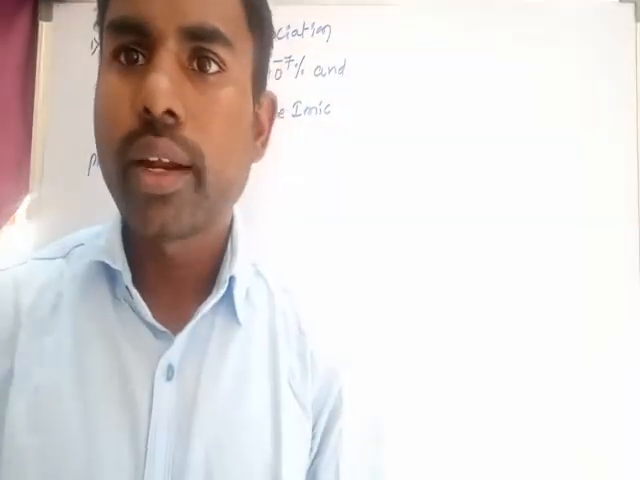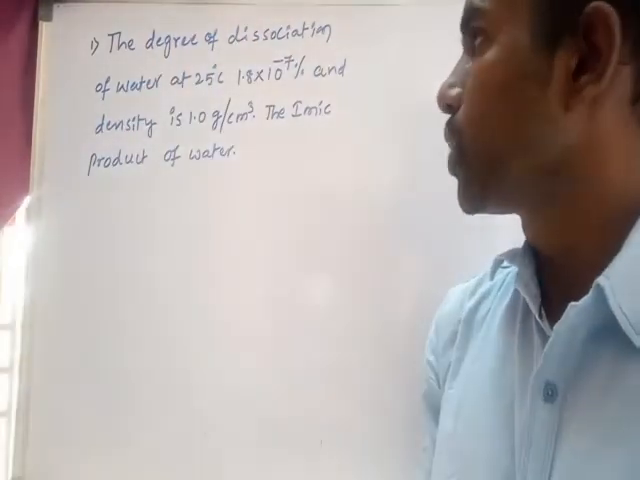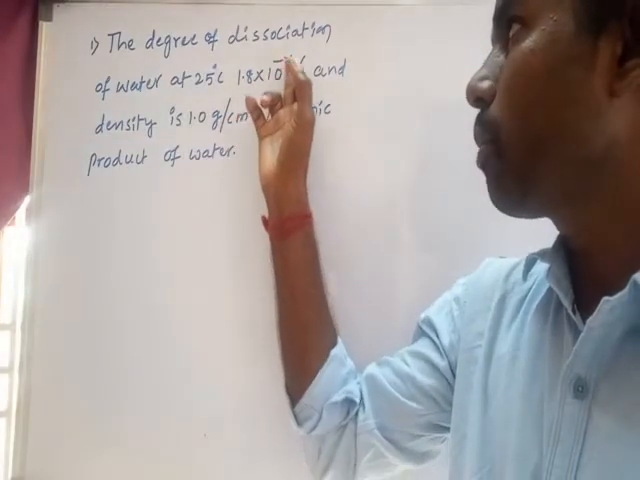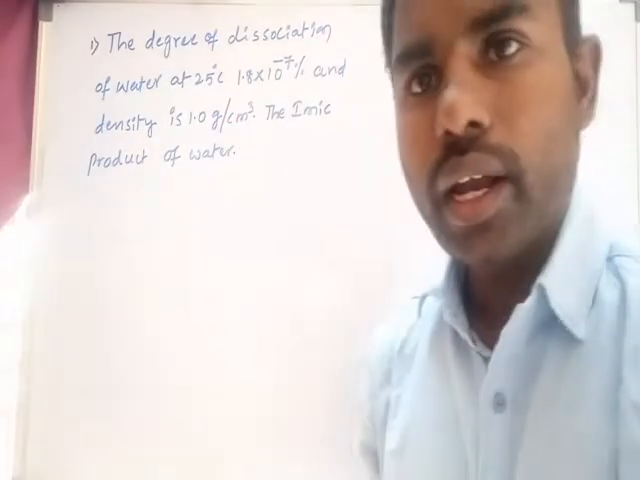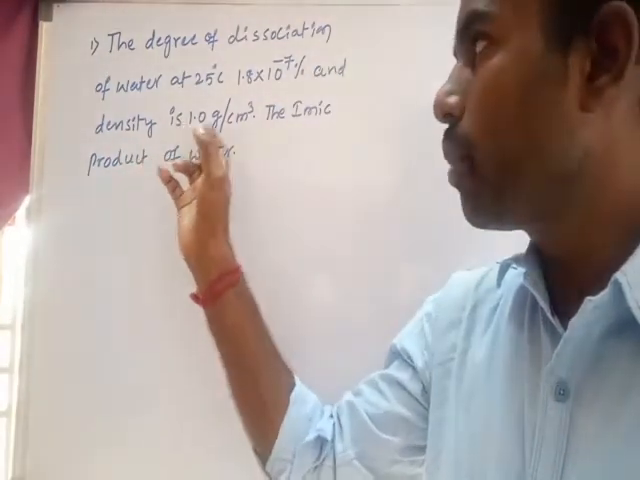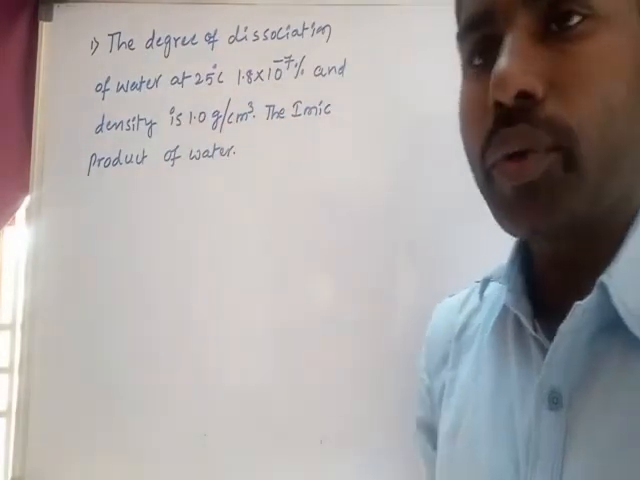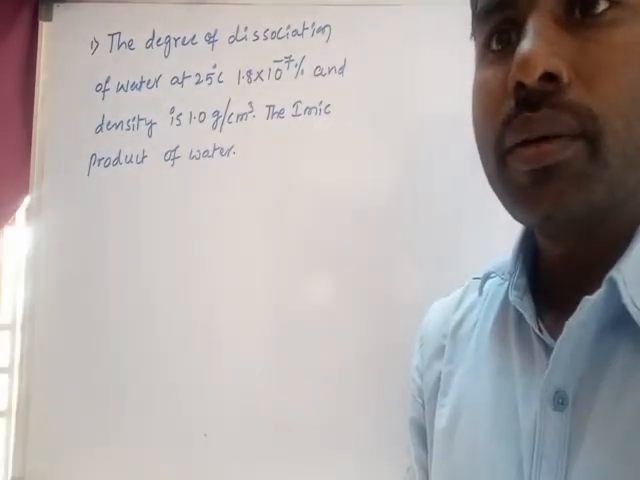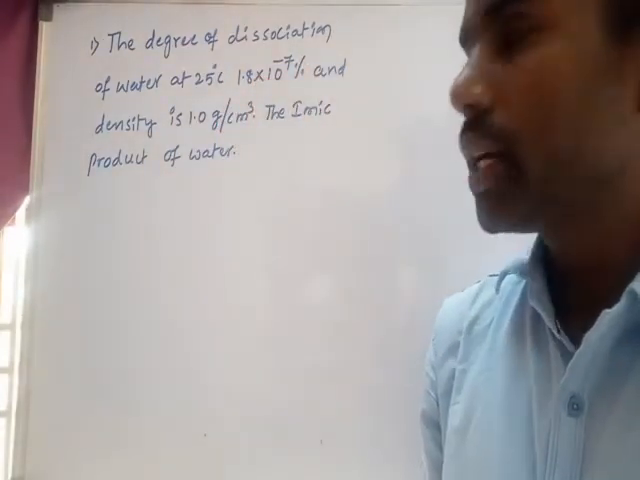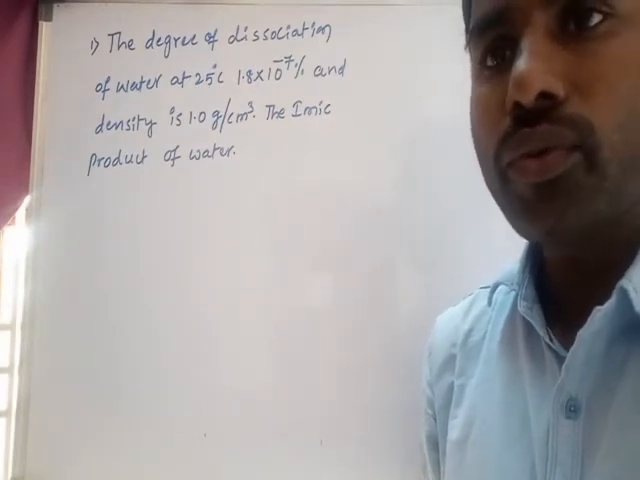Now I would like to explain one problem. Here the degree of dissociation of water at 25 degrees Celsius is 1.8 into 10 to the power of minus 7 percentage. Means alpha they have given in percentage, and the density is 1.0 gram per centimeter cube. Then what they are asking is the ionic product of water, the Kw. So with the help of these two, they are asking about the ionic product of water.